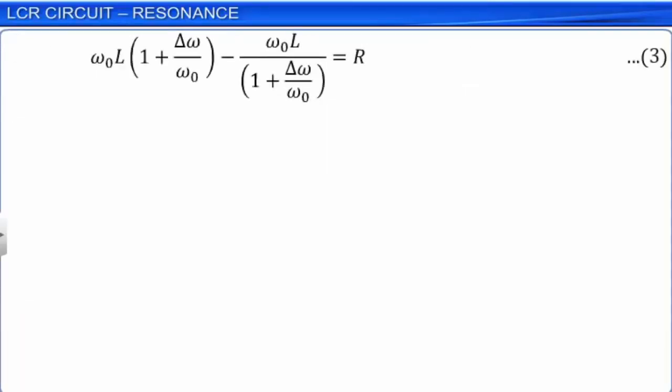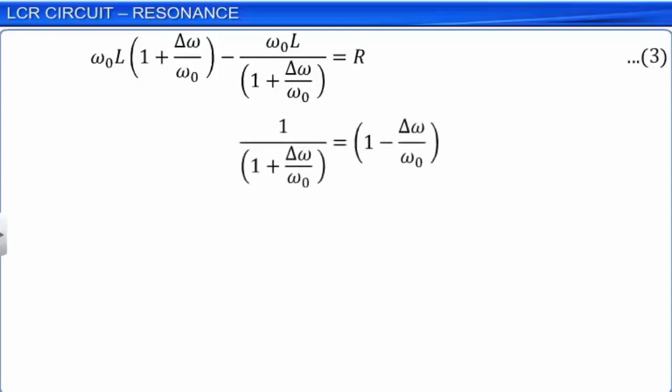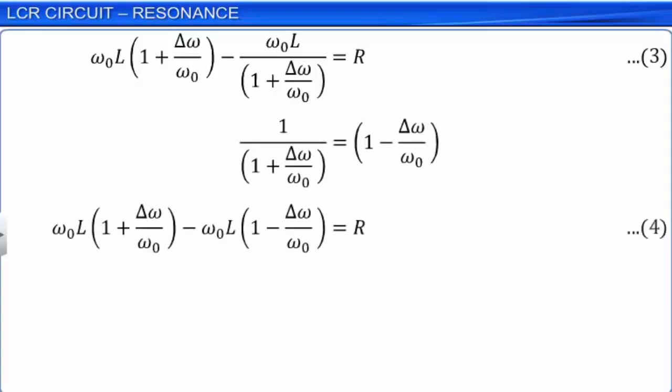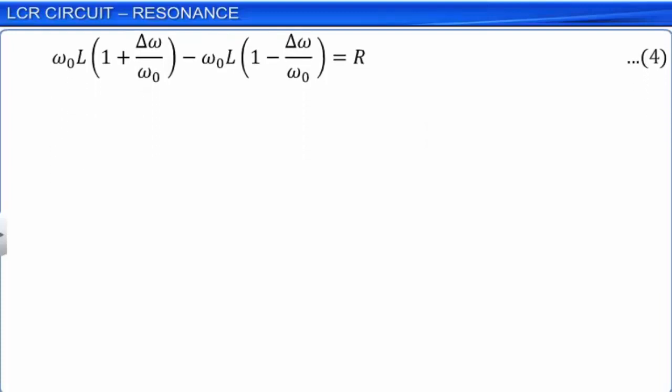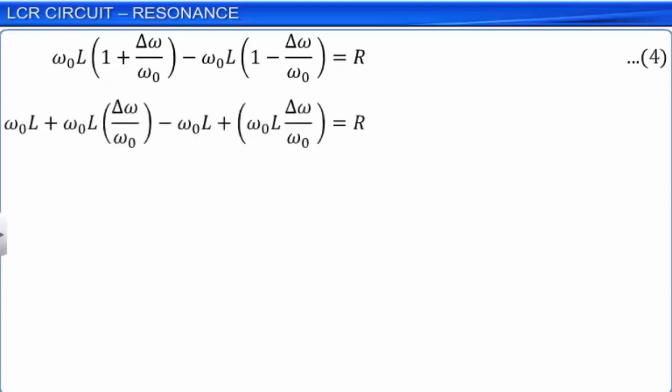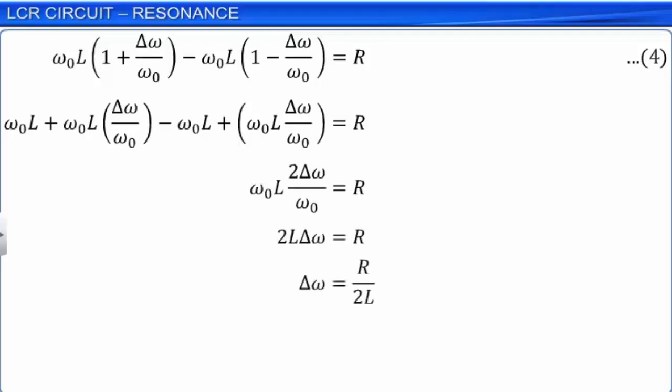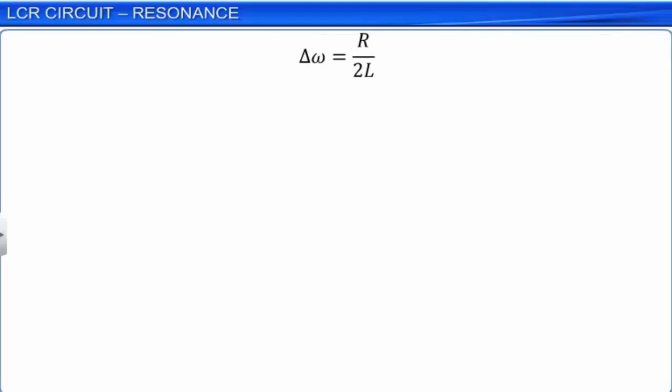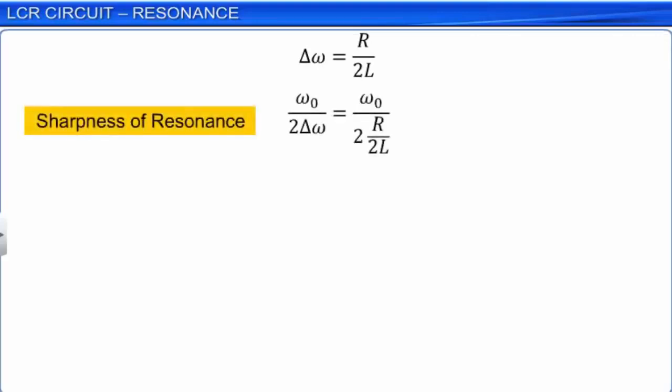Using binomial approximation on the expression 1 by 1 plus delta omega by omega naught in equation 3, we get equation 4 as shown. On simplifying this equation, we get delta omega is equal to R by 2L. Using the value of delta omega obtained, the sharpness of the resonance, omega naught by 2 delta omega, can now be written as equal to omega naught L by R. This is also referred to as the quality factor Q of the circuit.